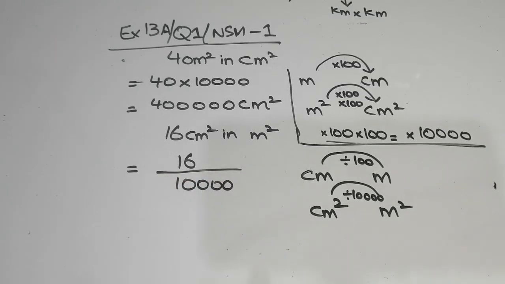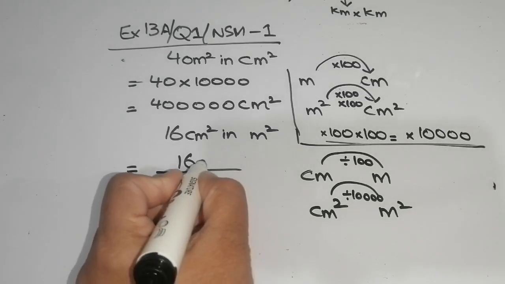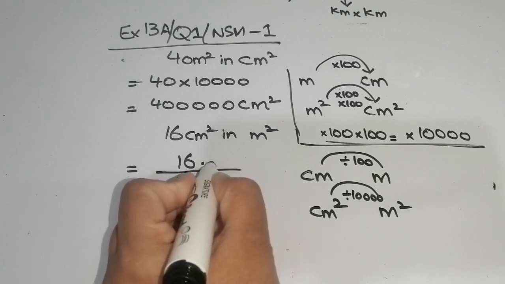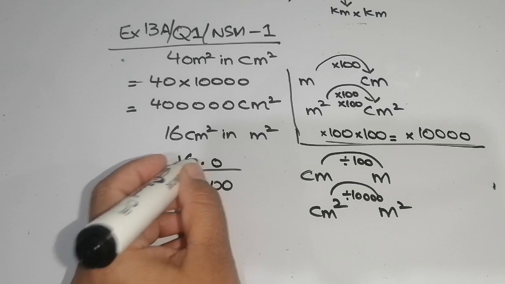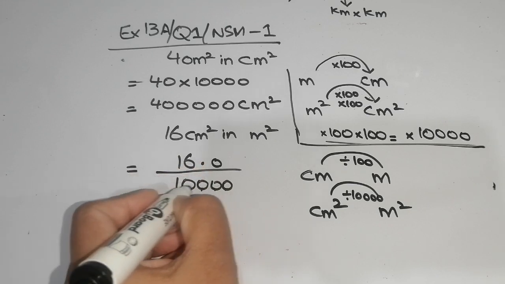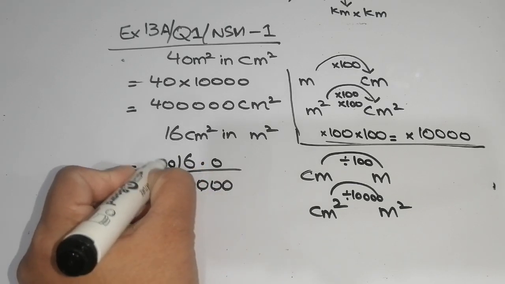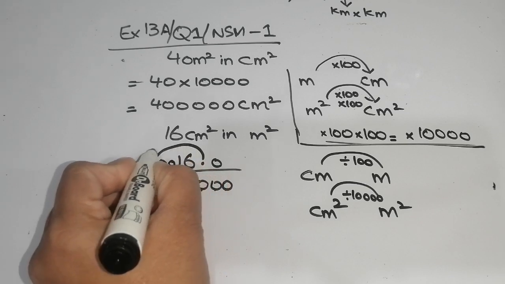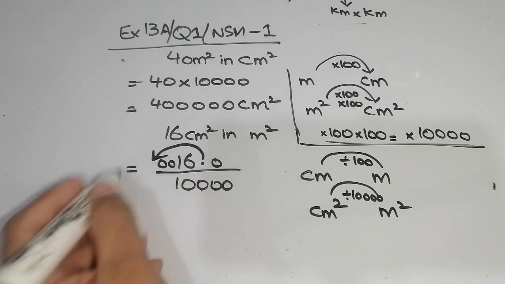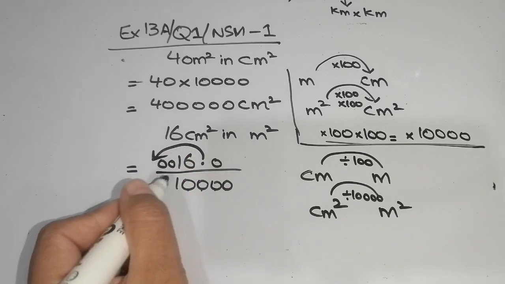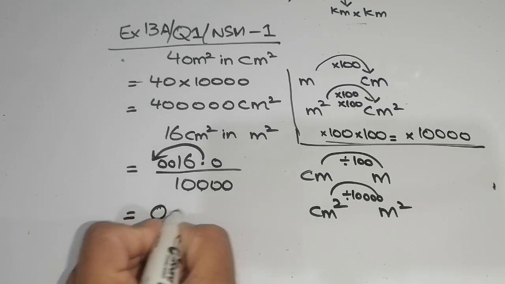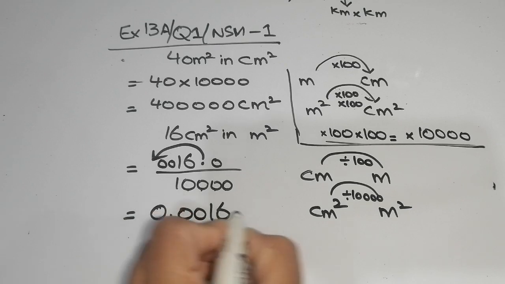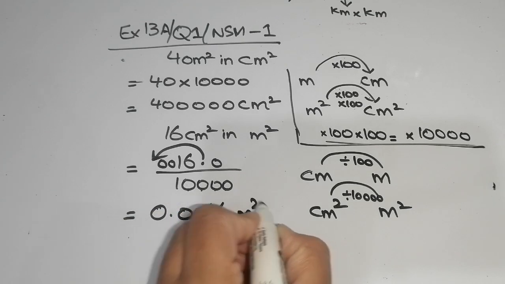So now here comes the conversion. There is a decimal. If there is no decimal in the number, the decimal is always at the end, and I need to deal with 4 zeros, so I will put 2 more zeros and move this decimal to the back side, 4 steps. So the answer will be 0.0016. The unit will now be meter square.